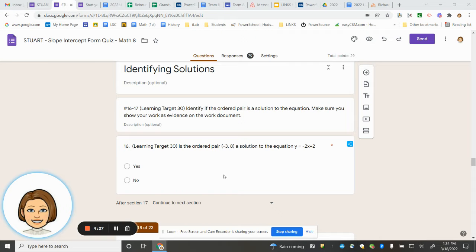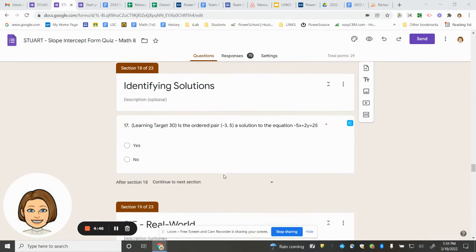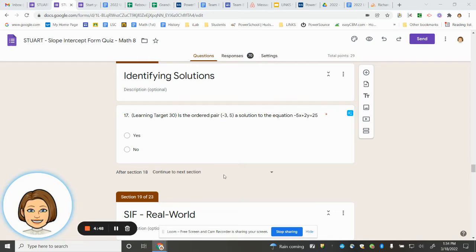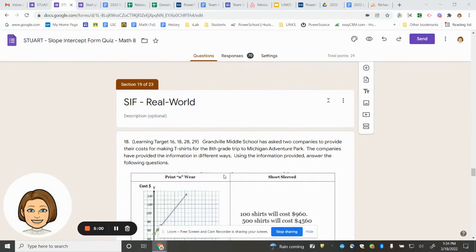Number 16 and 17, identify if the ordered pair is a solution to the equation. Make sure you show your work as evidence on the work document. Number 16, is the ordered pair negative 3, 8 a solution to the equation y equals negative 2x plus 2? Yes or no? Number 17, is the ordered pair negative 3, 5 a solution to the equation negative 5x plus 2y equals 25? Yes or no?